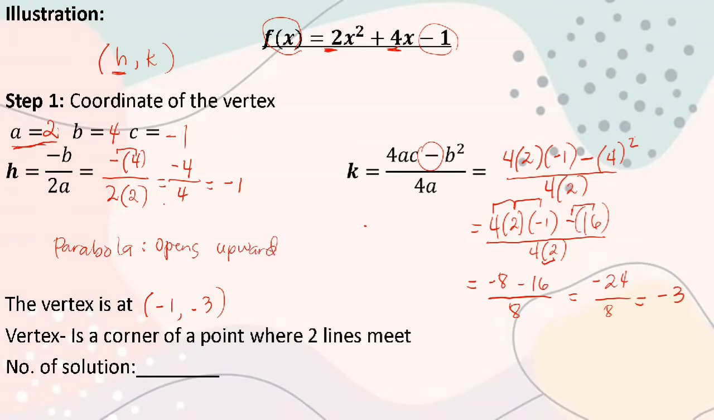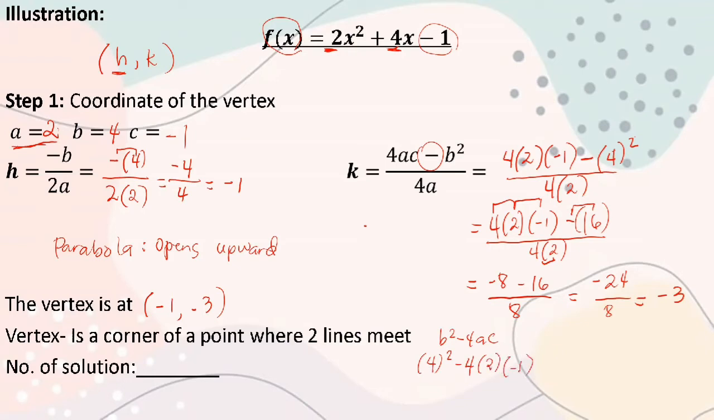Okay, next naman natin is to find the number of solutions using the discriminant. So, yung discriminant natin, b squared minus 4ac. So, substitute the value of the real numbers. So, yung b natin is 4 squared, then minus 4 times yung a natin na 2, and then yung c natin na negative 1.